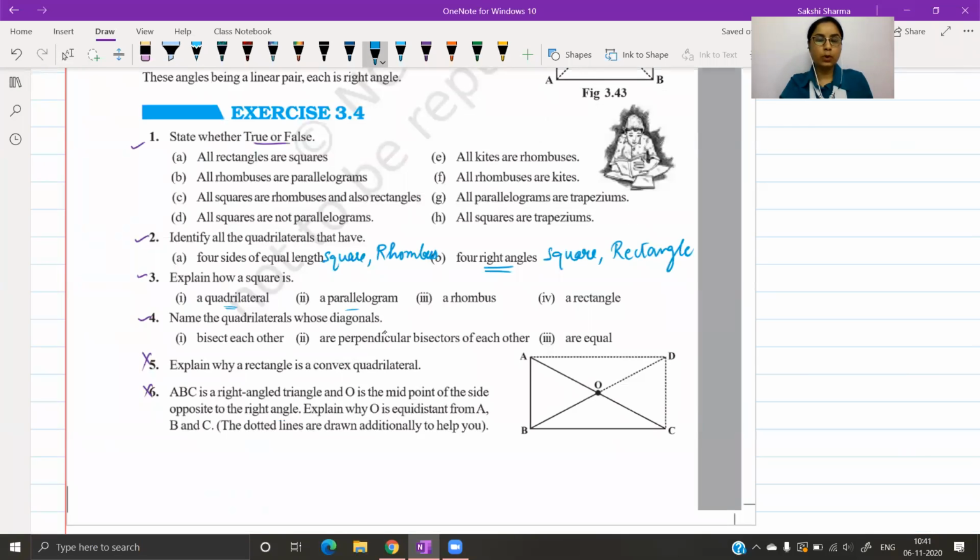So first part, is a square a parallelogram? Yes. Are all four sides equal? Yes. So a parallelogram with all four sides equal will be a rhombus. So that's why a square is a rhombus. Let me know if that makes sense to you.